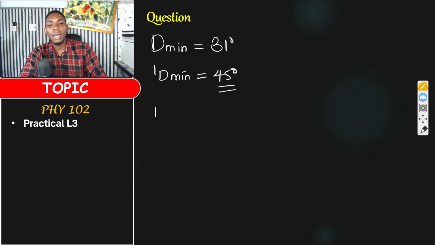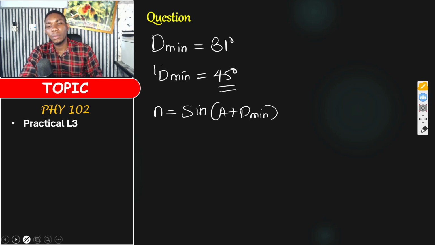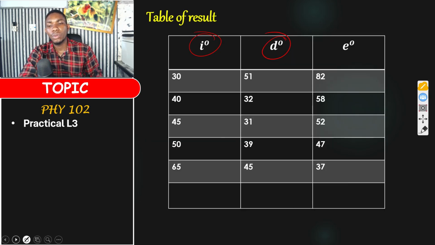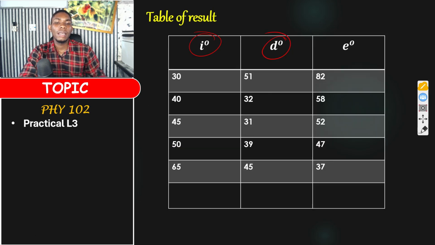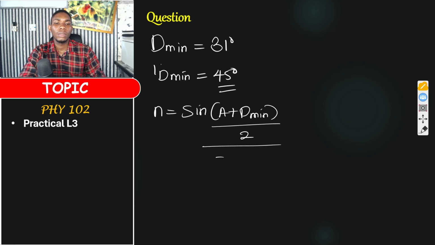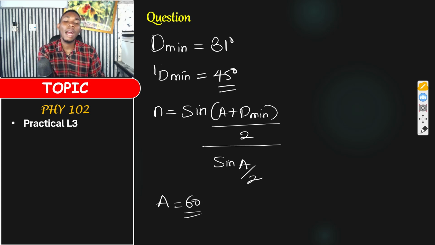Let's write out the equation. N is equal to sine of (A plus D minimum) divided by 2, all divided by sine A over 2, where A in this case is the angle of the triangle, which is 60 degrees. So A is 60 degrees. Our D minimum is 31 degrees.